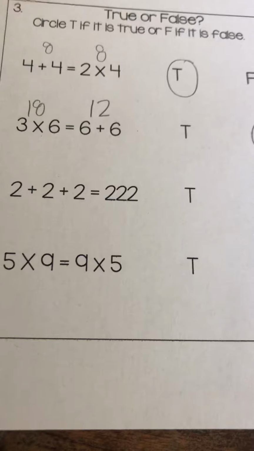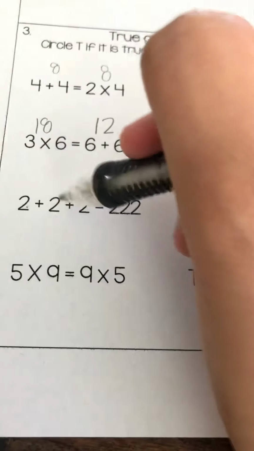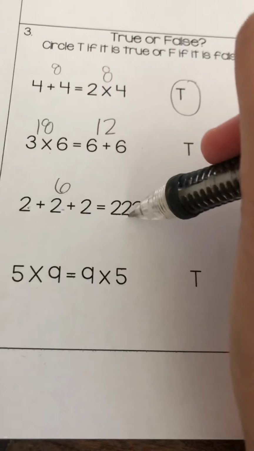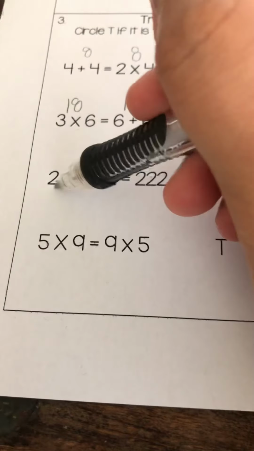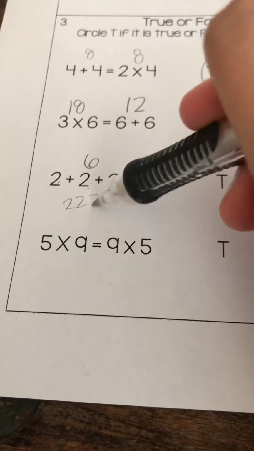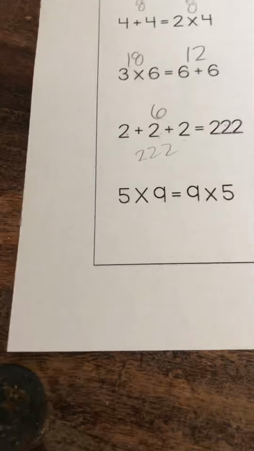2 plus 2 plus 2 is 2, 4, 6. And 6 does not equal 222. That is a tricky one right there because they think that we would put these just all together like 222, but we know better than that.